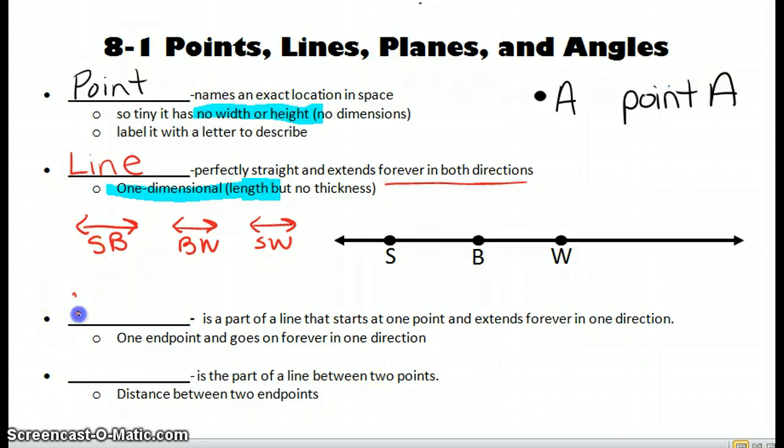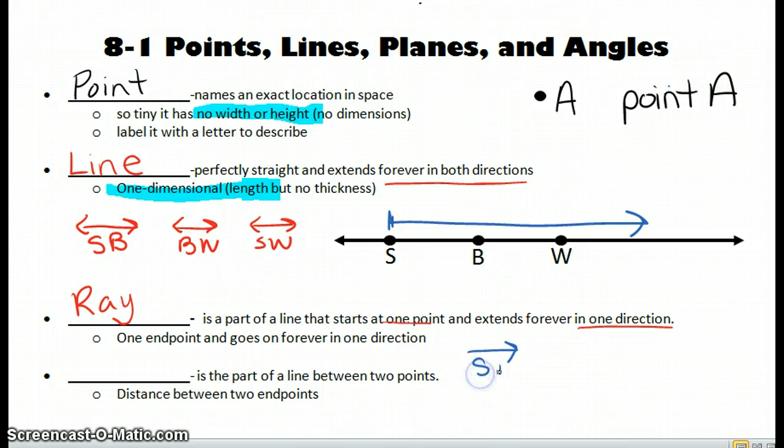Our next term is ray. A ray is a part of a line that starts at one point and extends forever in only one direction. Think of a sun's ray, if you would. So I am going to choose point S, and I am going to talk about the ray that continues in the direction of B and W. So I could make my ray and talk about ray SB, and that actually is the same as ray SW. So a ray has one arrow on one side, showing that that ray continues in only one direction.